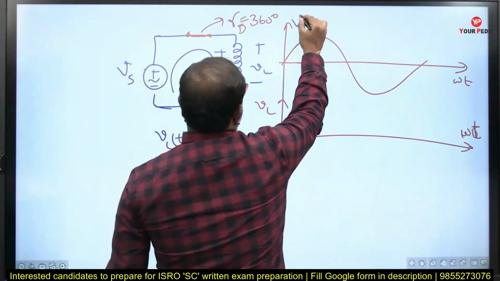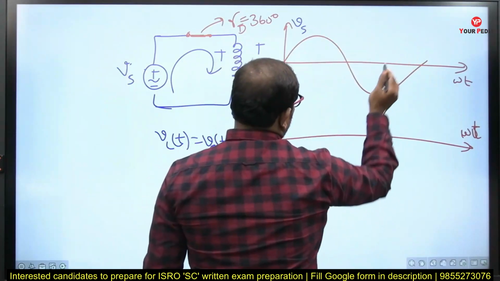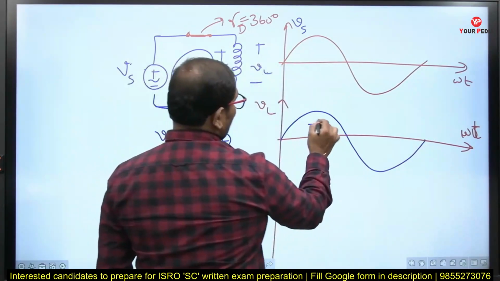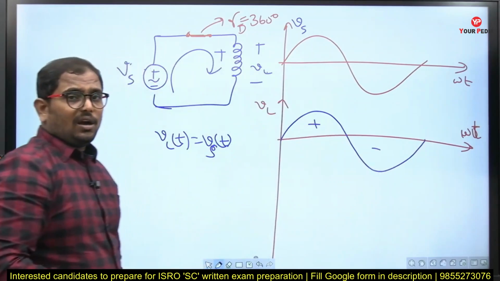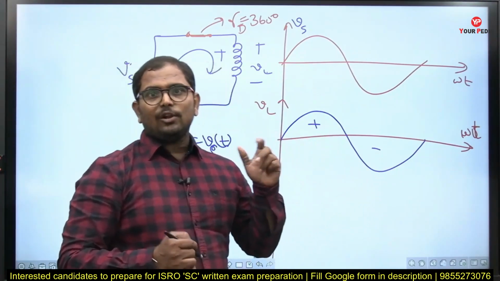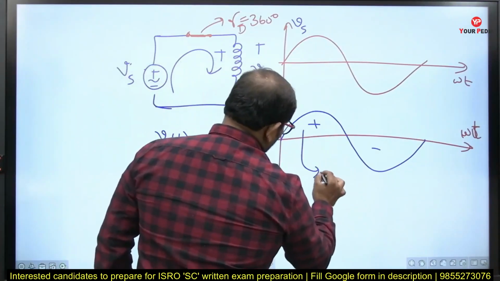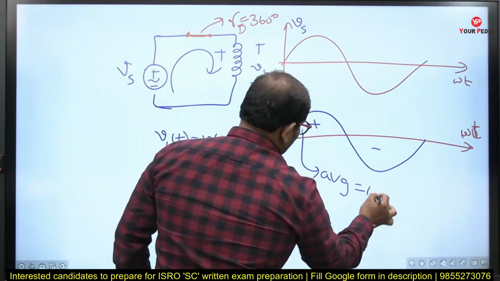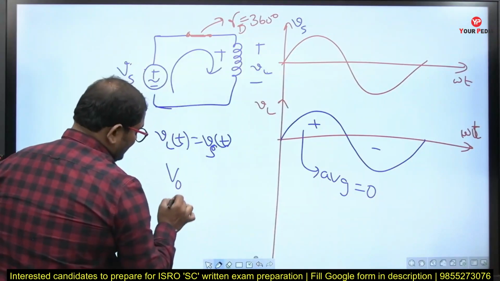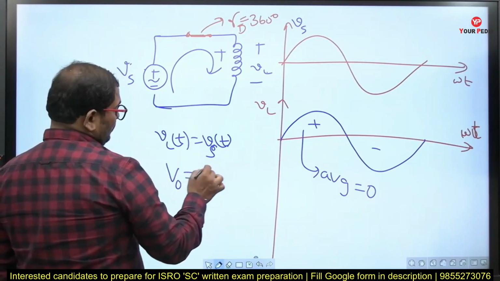How is the source voltage changing? From 0 to pi it is positive, from pi to 2 pi it is negative, like this. So this is the voltage across the inductor. Now what is this waveform? This is a sinusoidal waveform. So what is the average value for any sinusoidal waveform? Its value is 0. So V naught, that is the average output voltage, will be 0 volts.